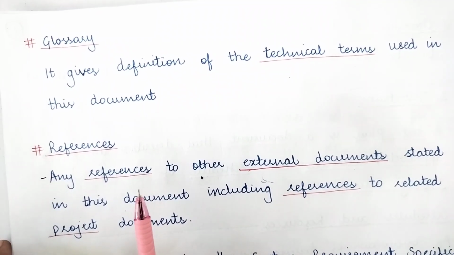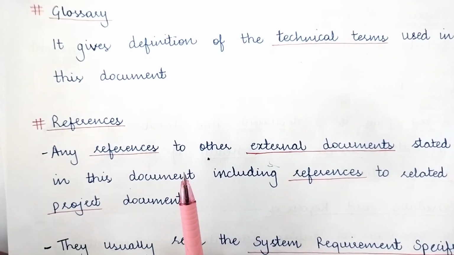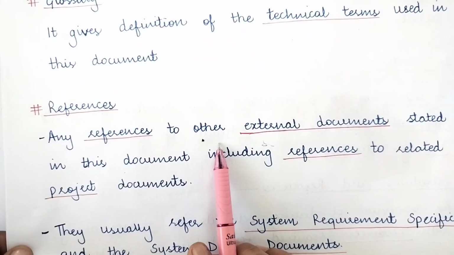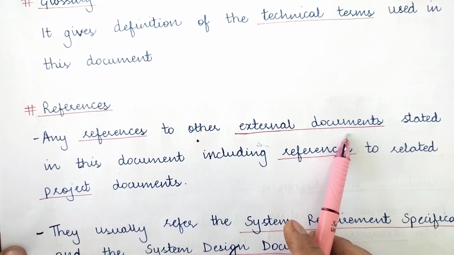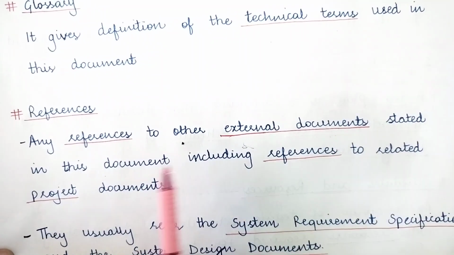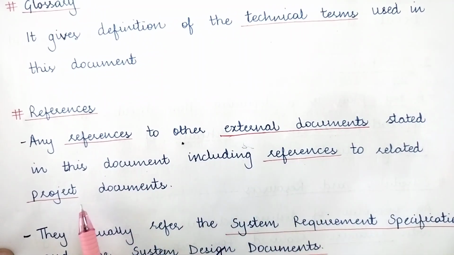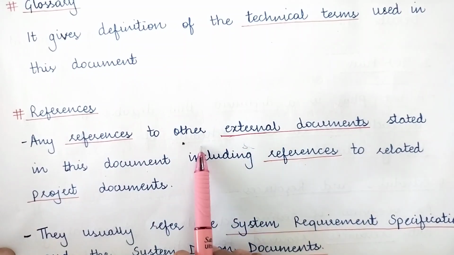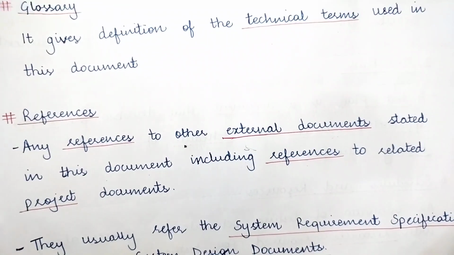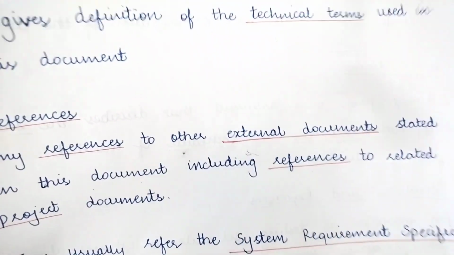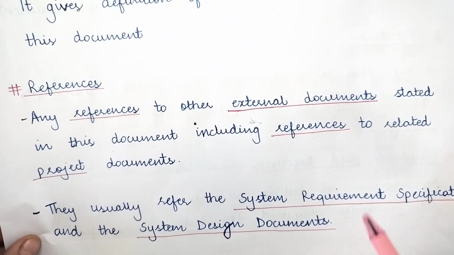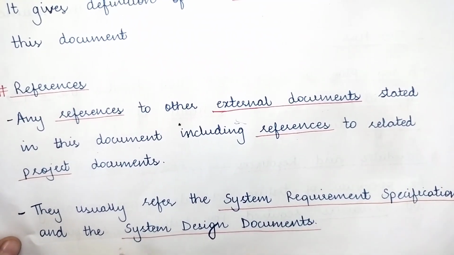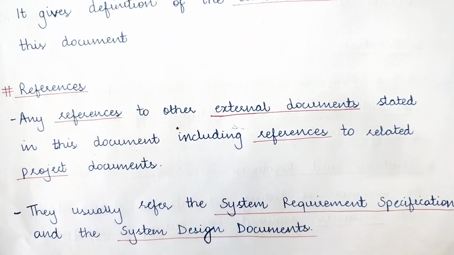Then is your references. Within introduction you have the references. Any references to any external documents stated in the document, including references to related project documents, are stated here. So whatever documents you have referred to design the test document are mentioned over here in the references part. Now these references usually refer to the system requirements specification and the system design documents.